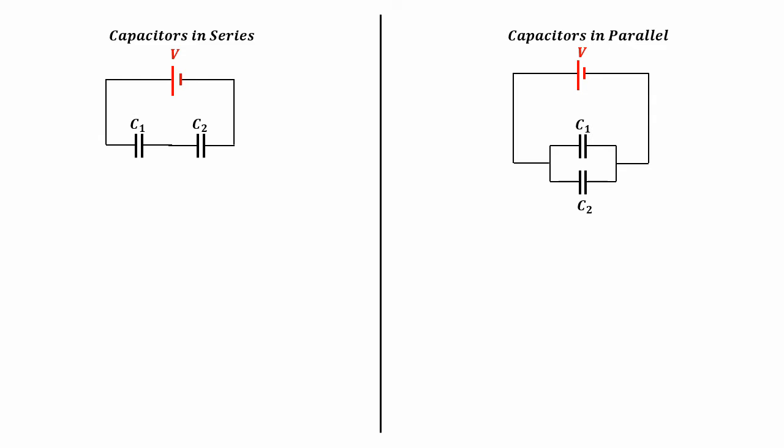Look here on the left side, we see capacitors in a series circuit. The positive terminal of the power supply is here, and it attracts electrons from the left plate of capacitor 1. So capacitor 1's left plate gets positively charged. It pushes the electrons out from the right plate, so the right plate of capacitor 1 becomes negatively charged.